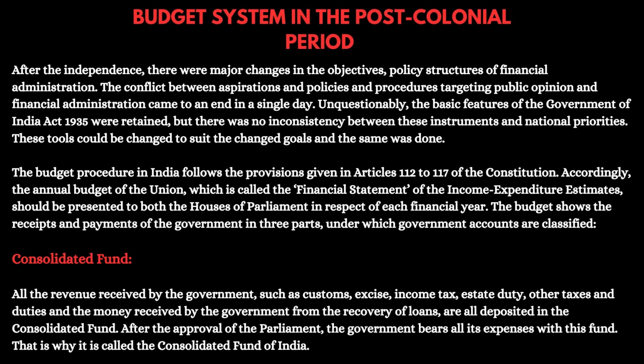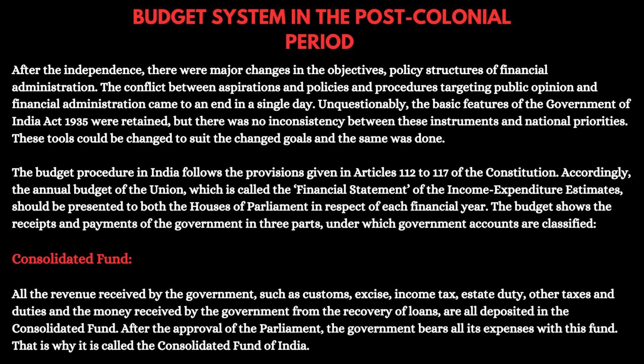Now we will learn about the budget system in the post-colonial period. After independence, there were major changes in the objectives and policy structures of financial administration. The conflict between aspirations and policies and procedures, targeting public opinion and financial administration, came to an end in a single day. Unquestionably, the basic features of the Government of India Act 1935 were retained, but there was no inconsistency between these instruments and national priorities. These tools could be changed to suit the changed goals, and the same was done.